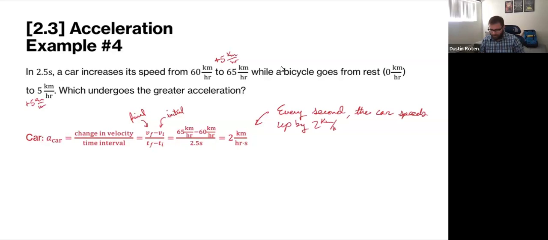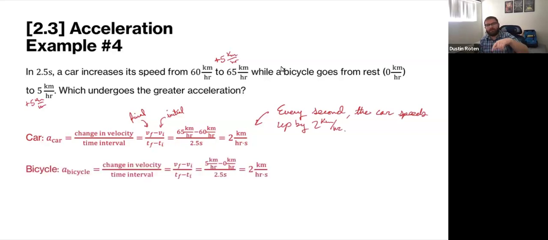Okay, now if we do the same thing for the bicycle, we have the final velocity, which is 5, and it started at 0. Okay, and we divide by the 2.5 second time interval. We weren't given an initial time and a final time, but we know the interval. Whatever those times are, when we subtract them, it's going to be 2.5 seconds. And what's interesting is we get the same exact acceleration.